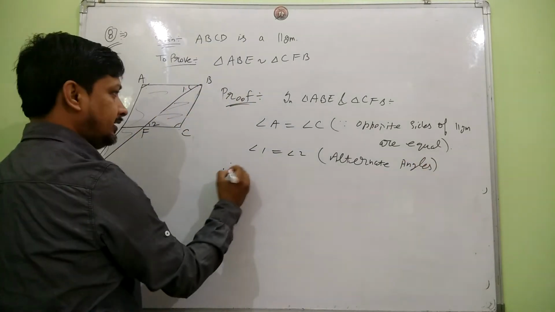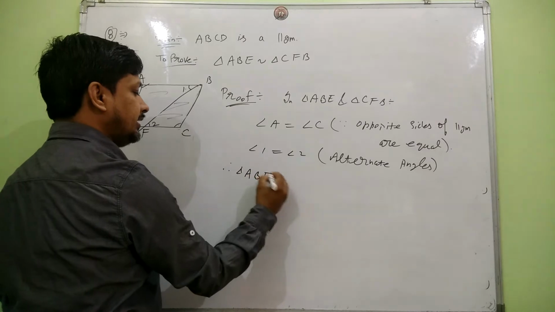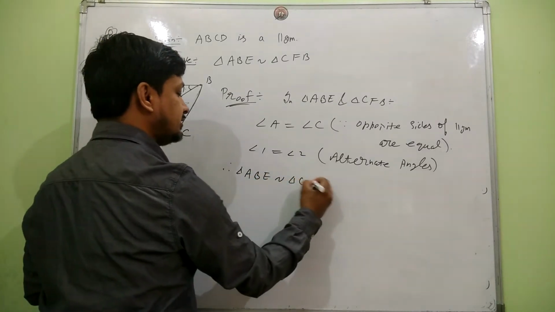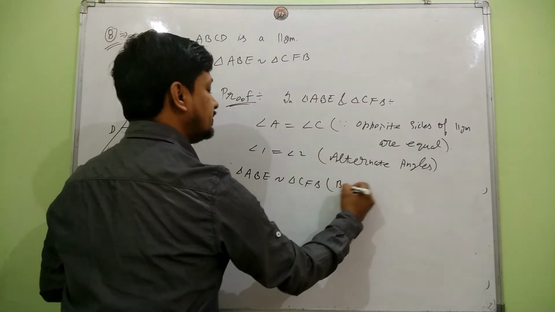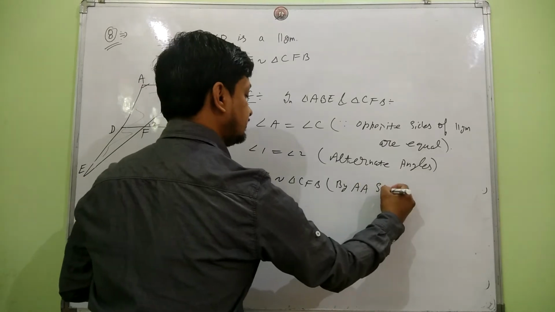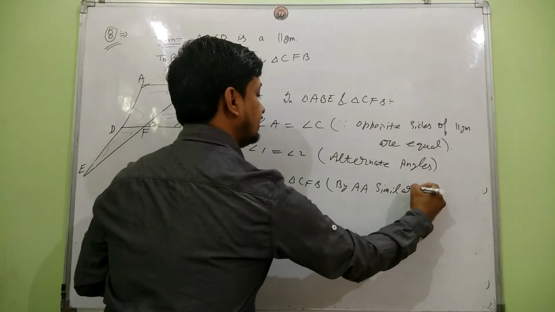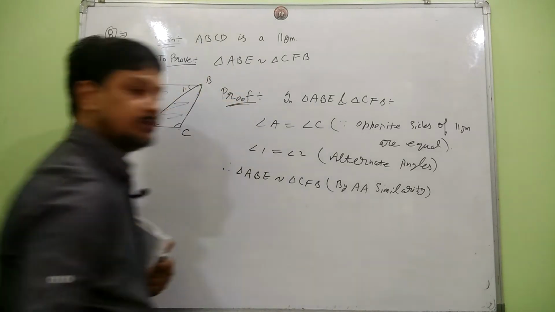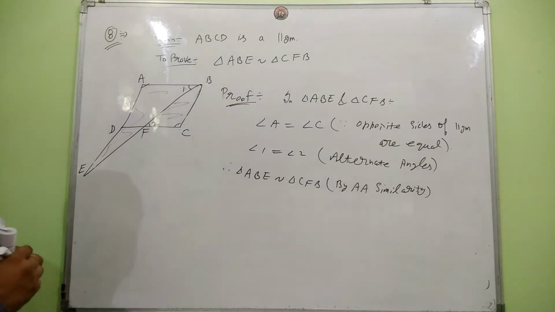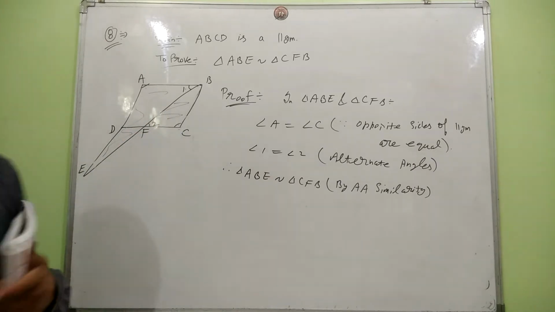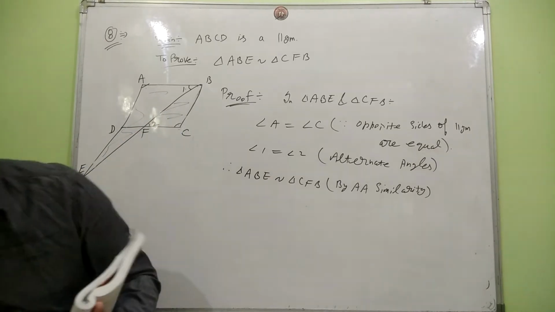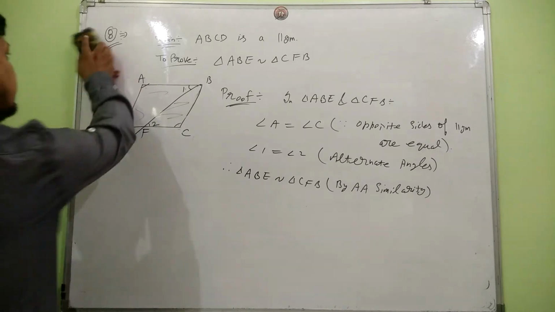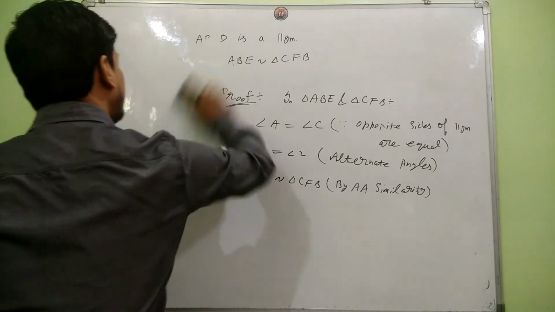So we can say triangle ABE is similar to triangle CFB. So it is by AA similarity. So this is the solution. You can note down this. Angle 1 and angle 2 you have to mark. Then after it we have question number 9.